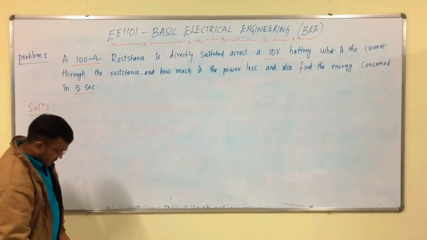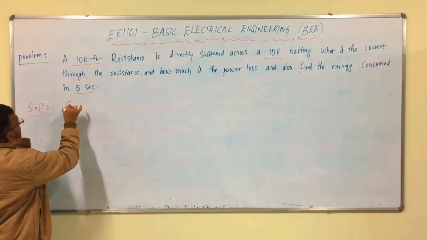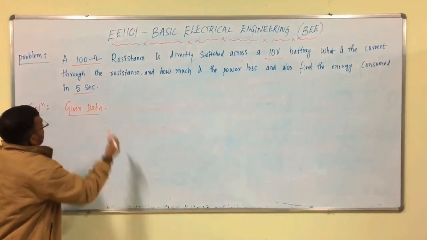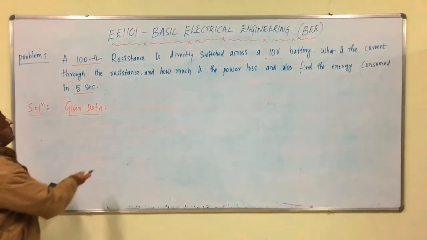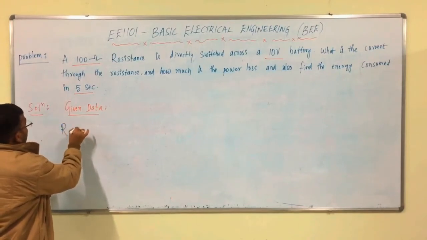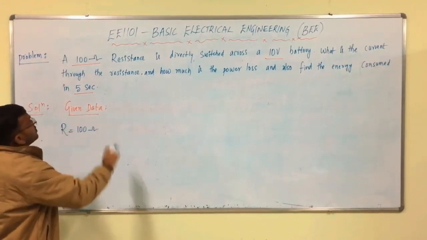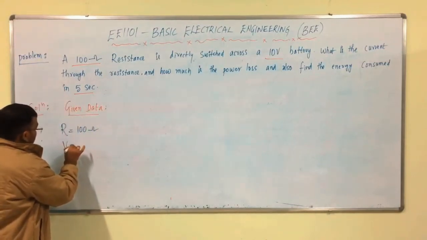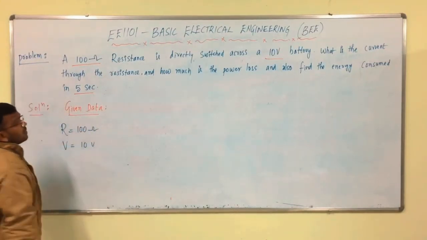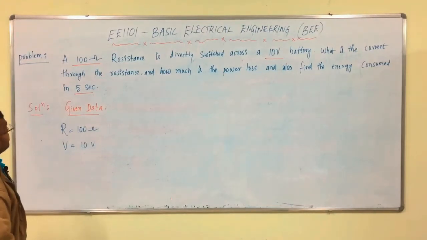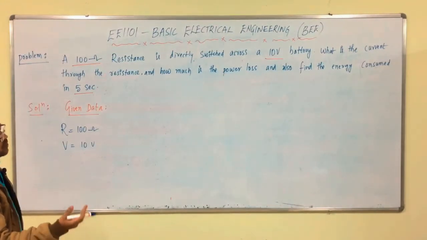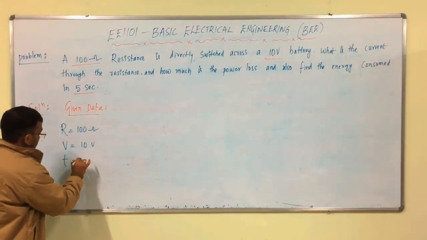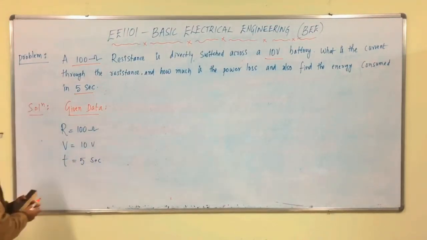Before solving that, we have to write the given data. So, what is the value of R? 100 ohms, directly switched across a 10 volts battery, means the supply voltage is nothing but 10 volts. And what is the current through the resistance and how much is the power loss, and also find the energy when T is equals to 5 seconds.